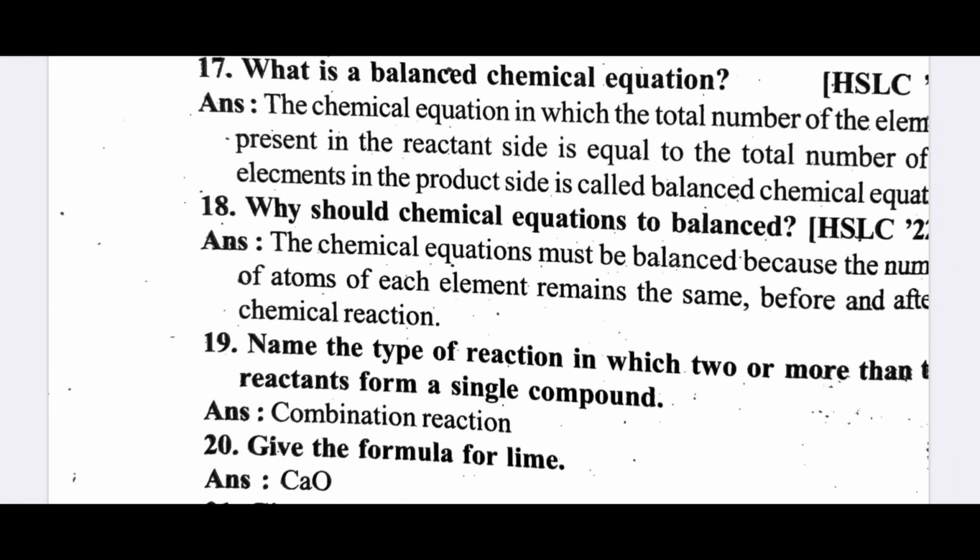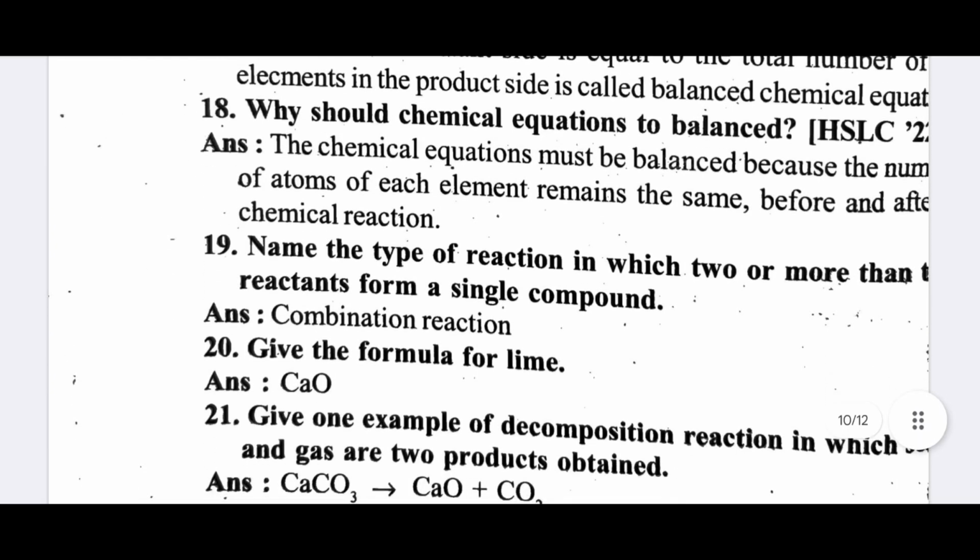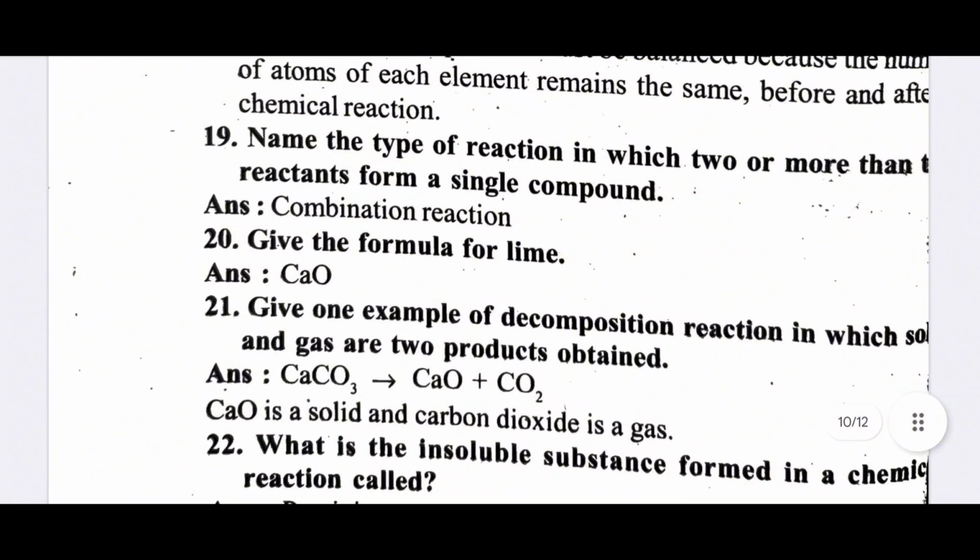Two or more reactants forming a single compound is a combination reaction. Give the formula of lime: CaO. Give an example of decomposition reaction. Calcium carbonate on heating produces calcium oxide, a solid, and carbon dioxide gas.